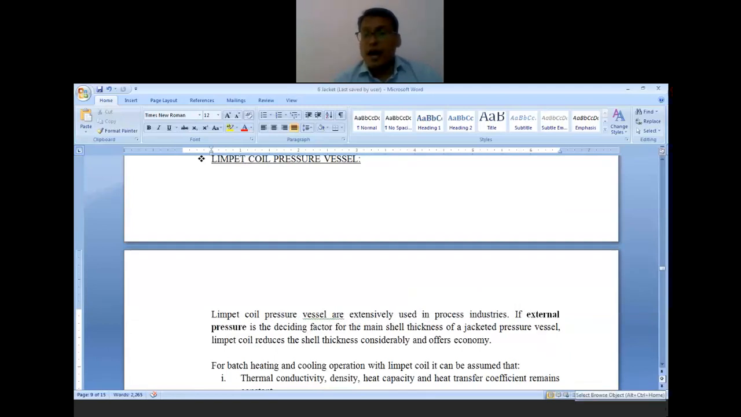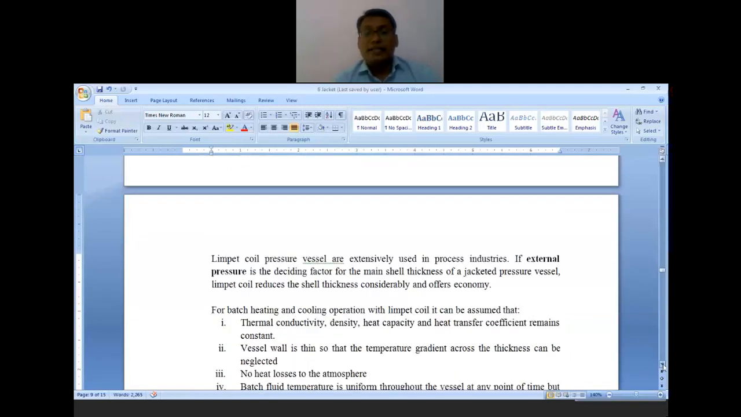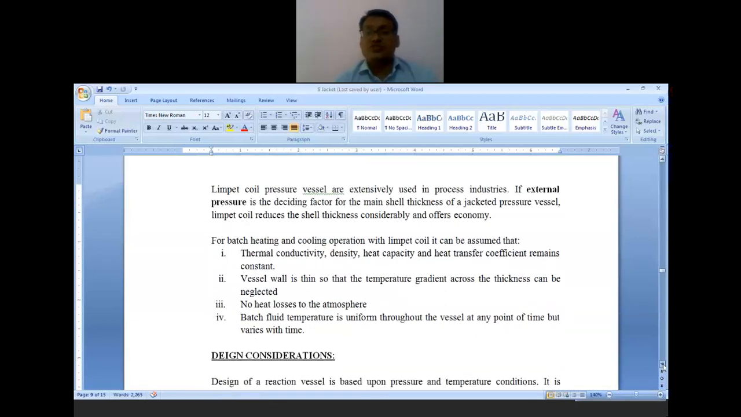Then limpet coil pressure vessels are extensively used in process industries if the external pressure is the deciding factor. That means when the external pressures are higher, then these coils, half pipe coils, they are used.